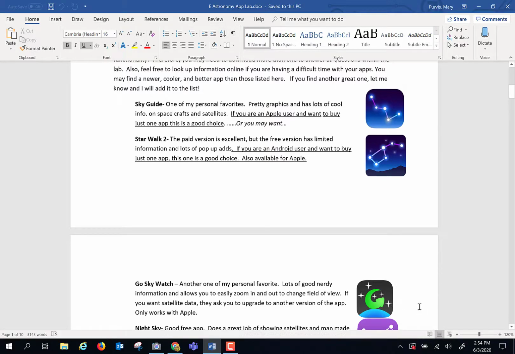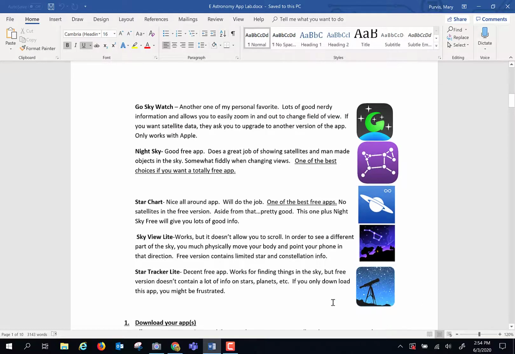If you say, I'm not spending any money, Mary, well, then here is a collection of some free or light versions of apps that you can use. But I'll be frank, if you're going to stick to the free apps, you might have to download multiples of these and possibly go online for some other answers.